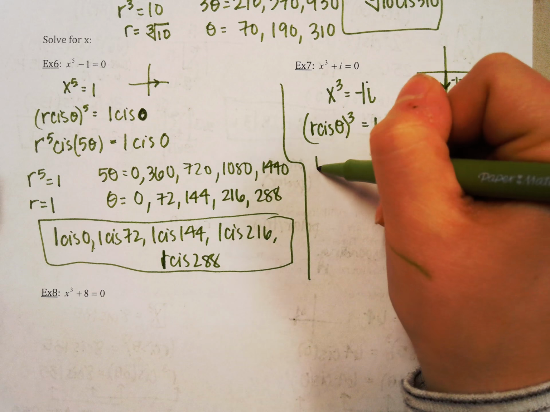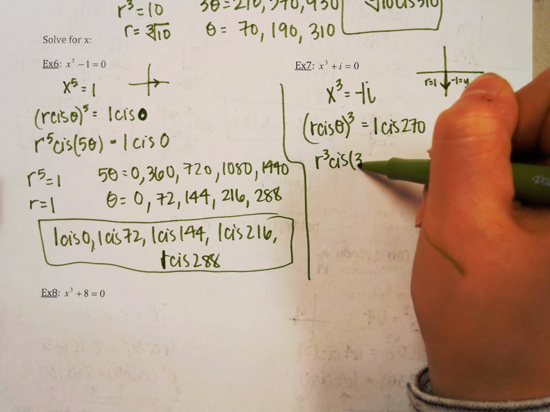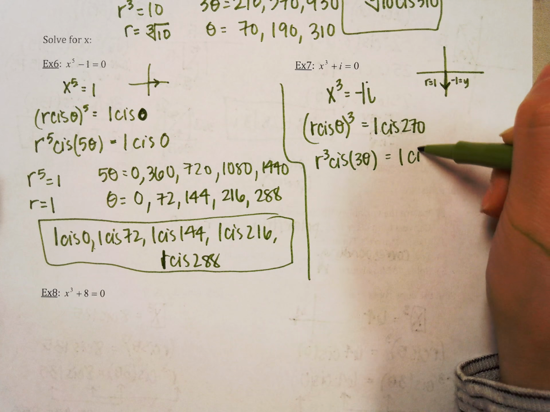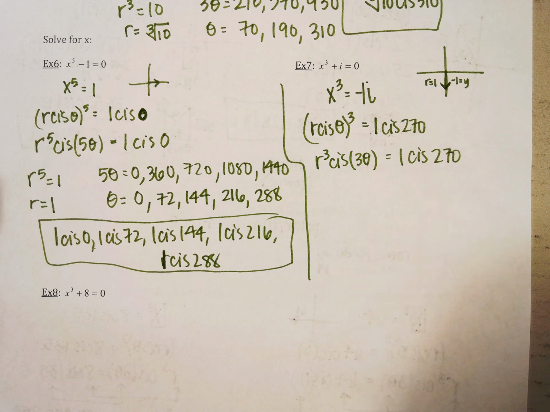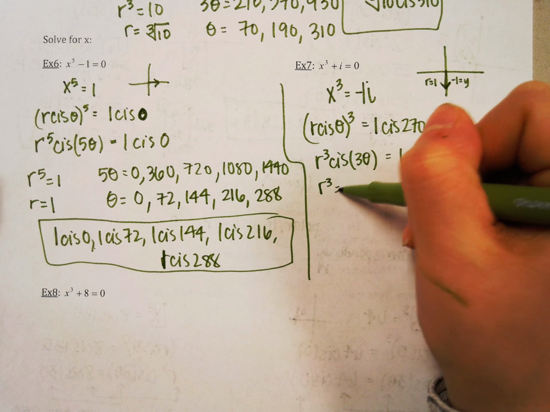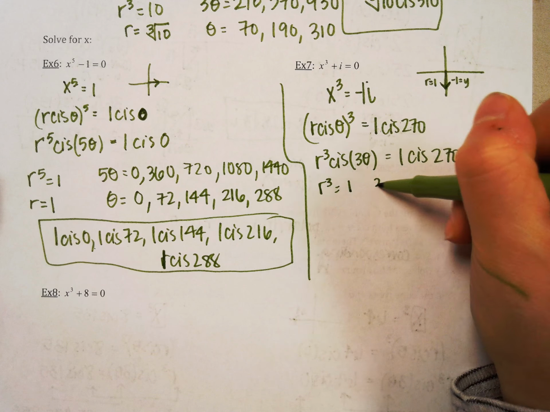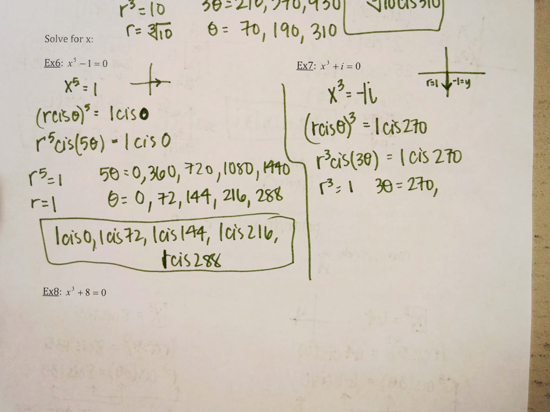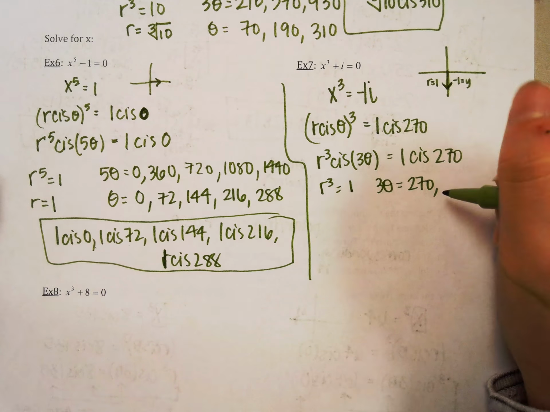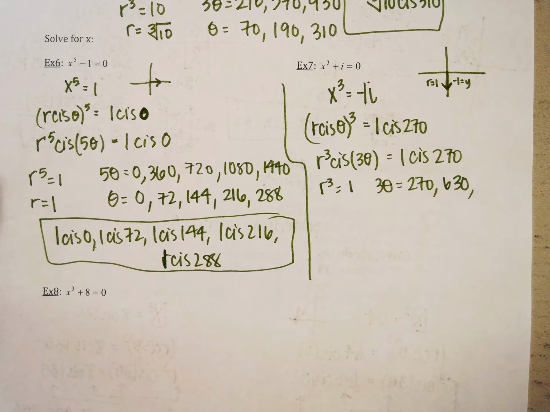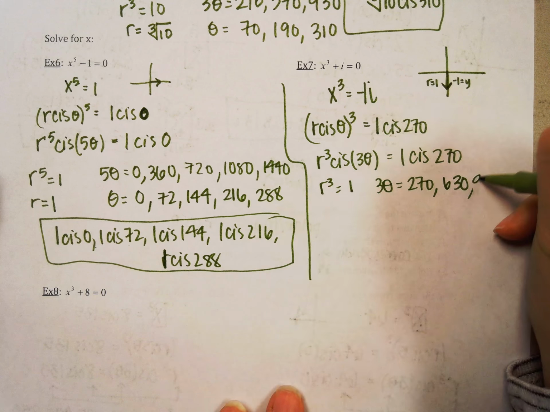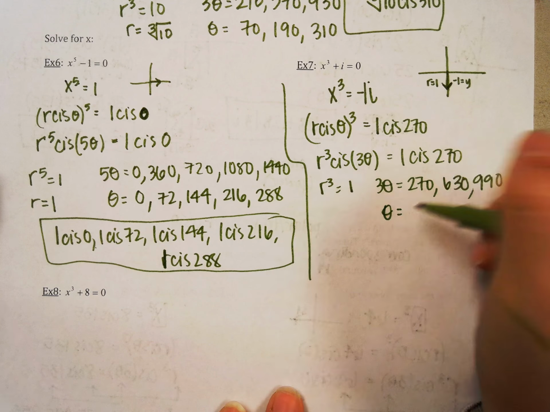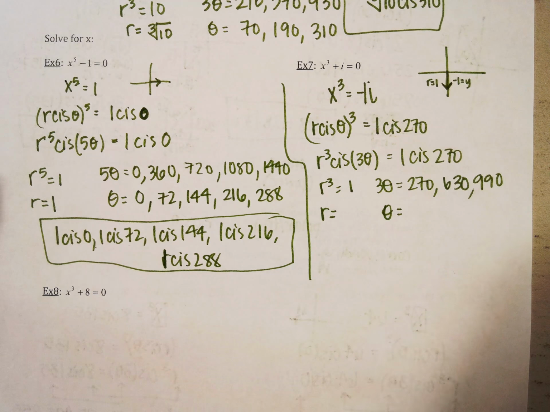Now we use de Moivre's theorem, so r cubed cis 3 theta. And we set our corresponding parts equal, so I have r cubed equals 1, 3 theta equals 270. And then I find my coterminal angles, add 360, we get 630. Add 360 one more time, we get 990.